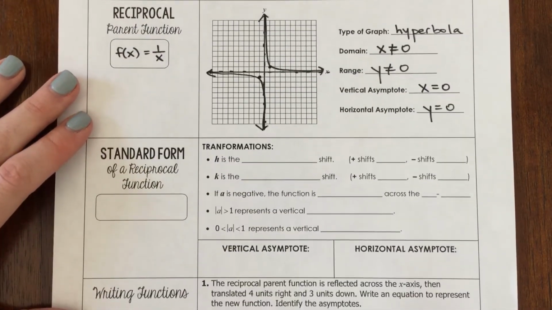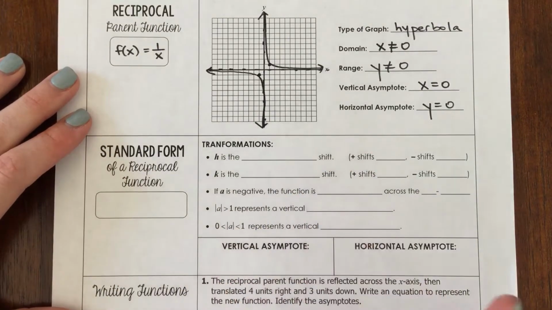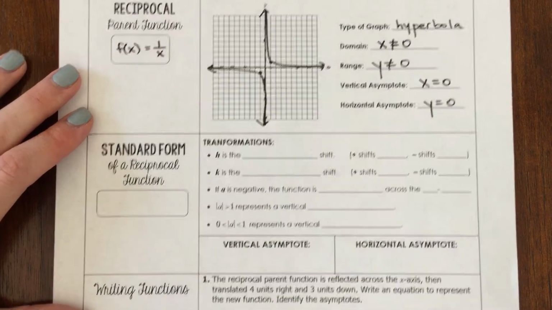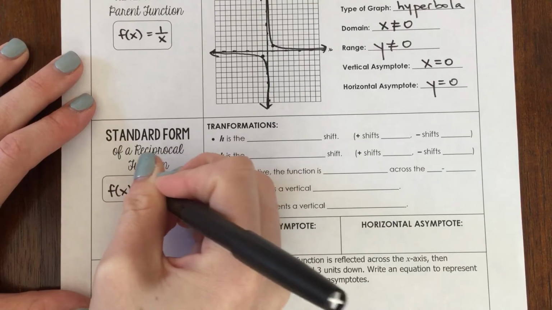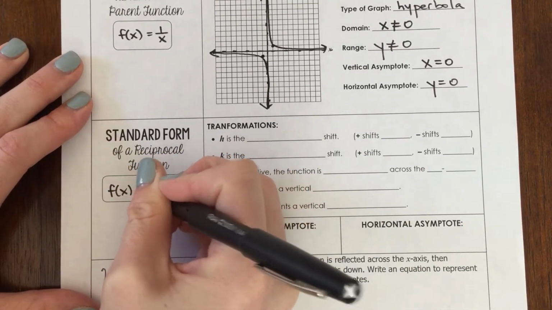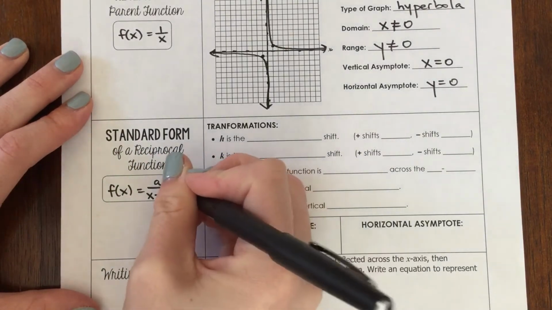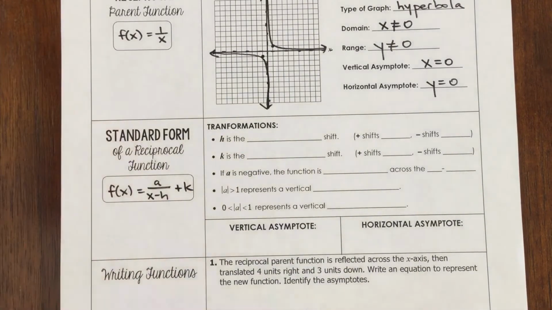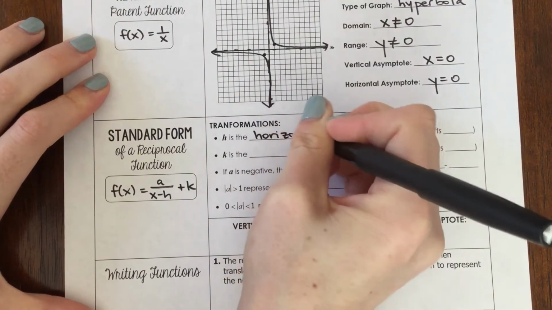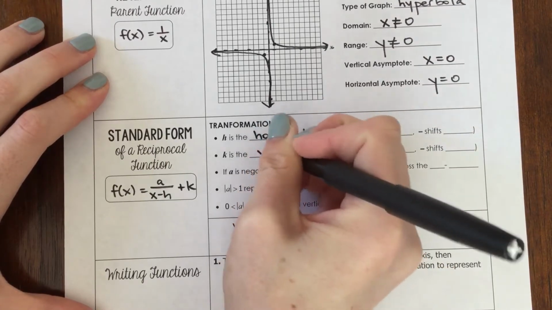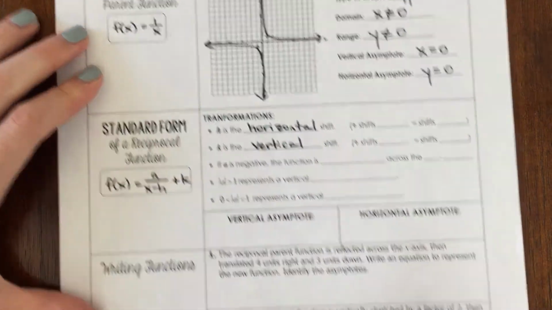All right, so that's just the original one. We'll talk about the transformations. And this section should be pretty quick because it's the same transformations that we make with every single type of graph. So the standard form is this. A stands for like a multiplier. With the x, we have a minus h, and then after the whole thing, we have a plus k. So the a, the h, and the k, we've used these things many, many times before. So remember, h is the horizontal shift, and k is the vertical shift, just like every type of graph we've ever transformed.